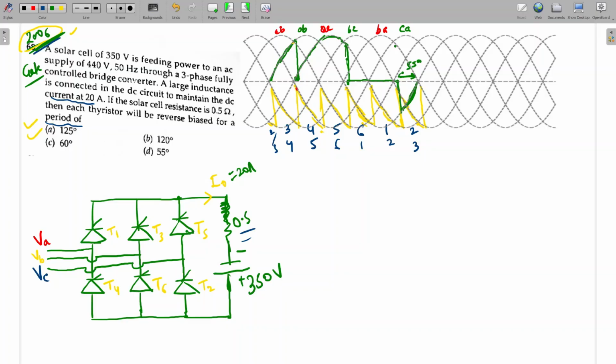Okay. So first, what can we do? First we can calculate the value of the alpha firing angle. For reverse power feedback, we have to change the polarity of the EMF. For regenerative braking, what is the concept? We are changing the polarity of the battery and making the output negative. Negative means here it will be plus and here it will be minus, such that it will feed power in this direction.